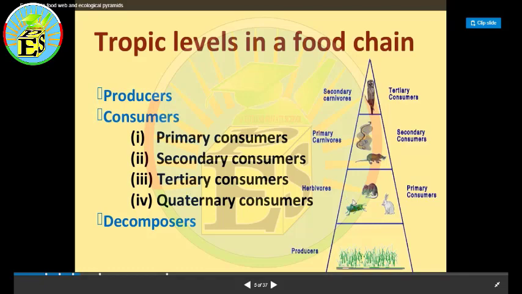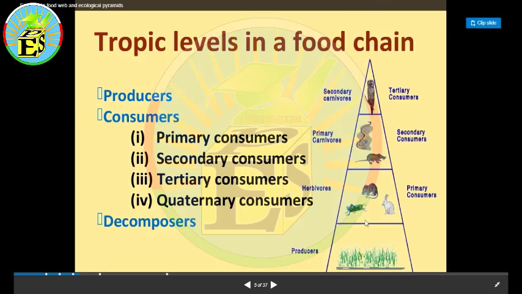For example, these organisms, grasshopper, rabbit, and rats, they are eating grass. These are the primary consumers, meaning the first consumers. And the other organisms which are eating these organisms, for example these rats or snake, they are secondary, and those who will eat these two will be called tertiary, and those who will eat the tertiary consumers will be called quaternary consumers. So this is the chain one by one.